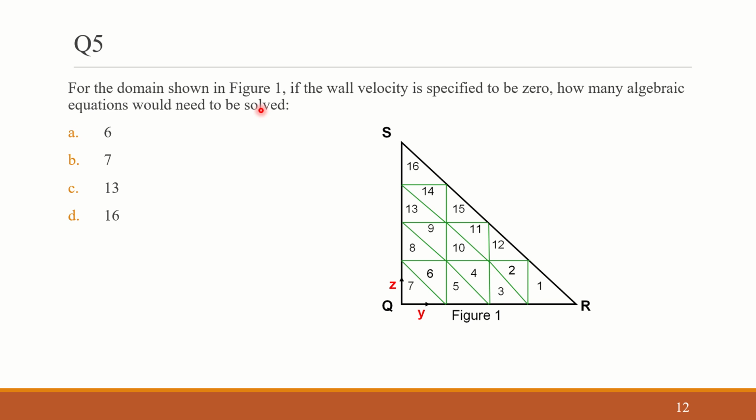Now if we look at the domain, we have a triangular duct problem, and we have divided the triangular duct in the xy plane into 16 triangles, and it is mentioned that wall velocity is specified to be 0. That is, the velocity along the wall is specified as 0. This is what we call the no slip boundary condition. And now how many equations do we need to solve? So what would be your guess?